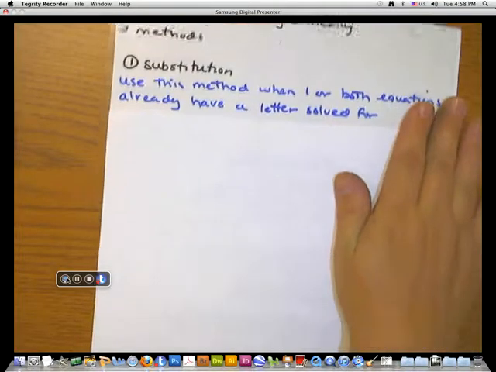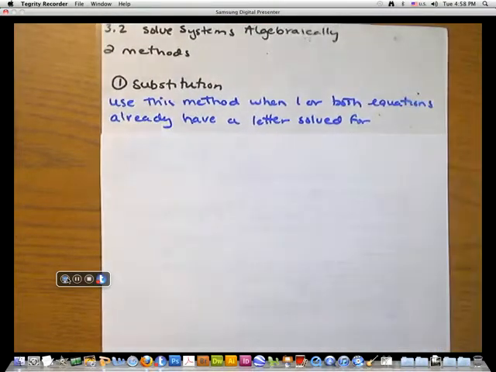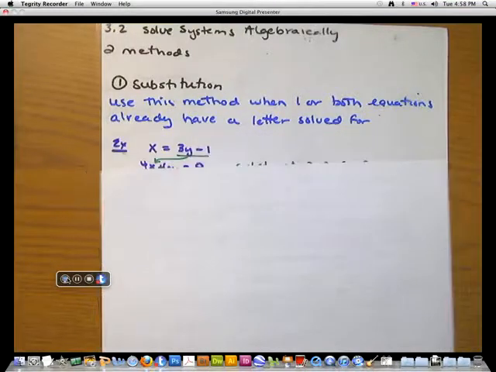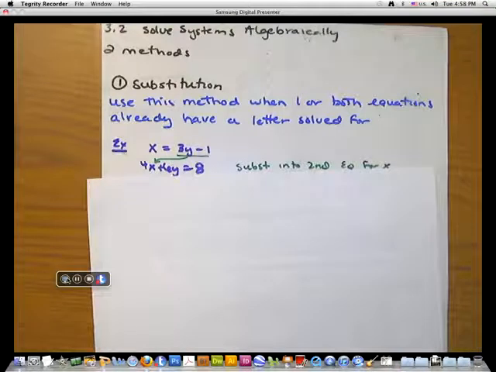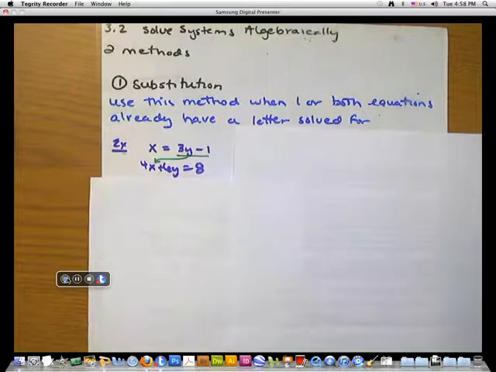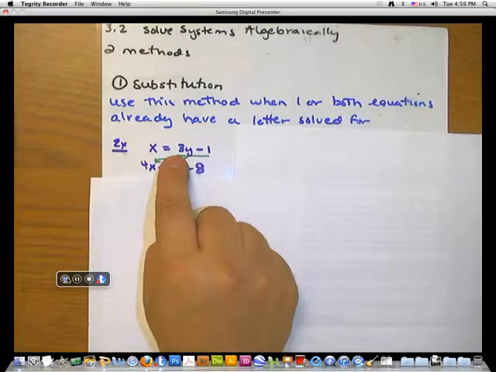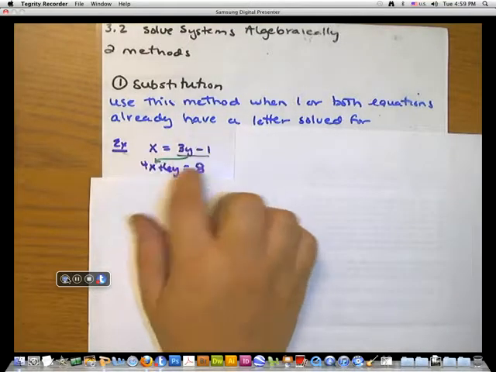And we use this method when one or both of the equations already have a letter solved for. So y equals, x equals, either in one of the equations or both of the equations. What we're looking for is to have the letter already solved for. So when we look at x equals 3y minus 1, and we have 4x plus 6y equals 8, the x is solved for. So that's why substitution is the better method.